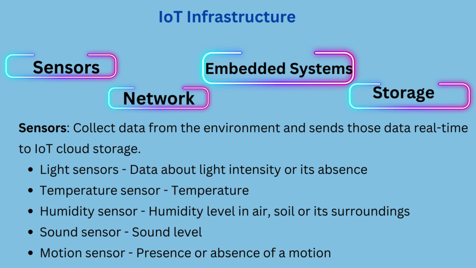A few examples are light sensors, which give data about light intensity or its absence. Then we have the temperature sensor, which measures the temperature, and the humidity sensor, which measures the humidity level in the air, soil, or even its surroundings. And then we have the sound sensor, for sound level, and the motion sensor, which detects the presence or absence of motion.